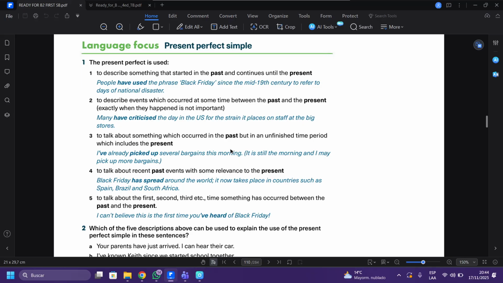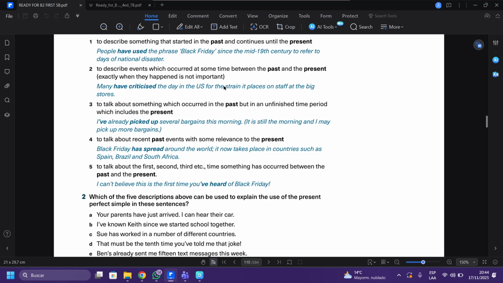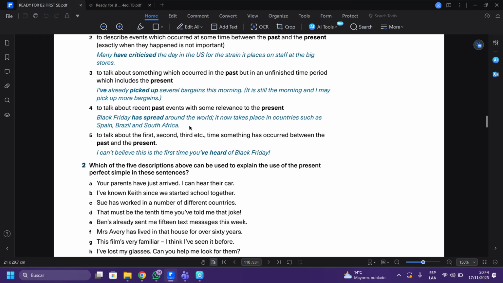Number two, to describe events which occurred at some time between the past and the present. Exactly when they happened is not important. Many have criticized the way Americans fight over stuff at the big stores. The next one, number three, to talk about something which occurred in the past but in an unfinished period of time, which includes the present as well. I have already picked up several bargains this morning. It means that it is still morning and I may pick up more bargains.